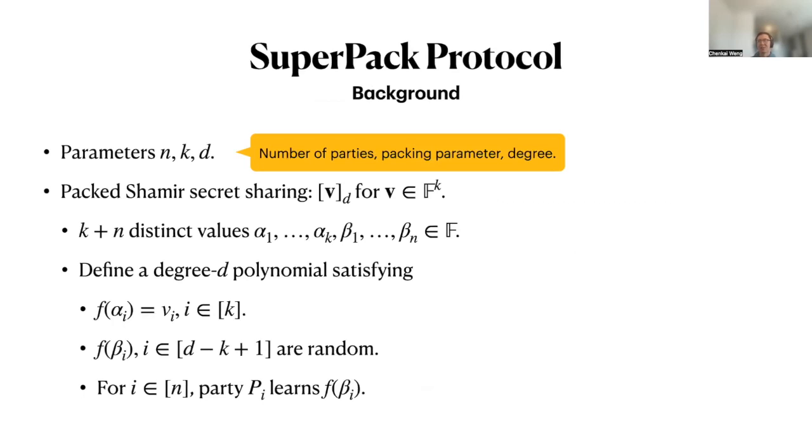Next, let's delve into the SuperPack protocol, and I would like to introduce the background on packed secret sharing. First, define three parameters n, k, and d, where n is the number of parties, k is the packing parameter, indicating how many secrets will be packed in one share, and d is the degree of the shares. The packed secret sharing is denoted as a vector v in brackets with a subscript d, and v is the input secret vector.